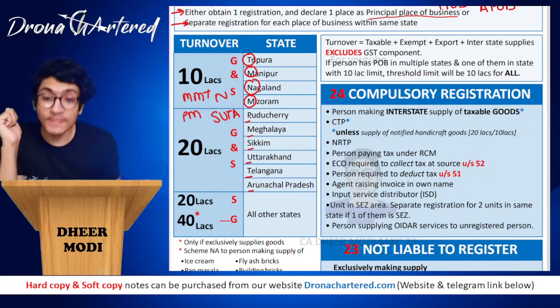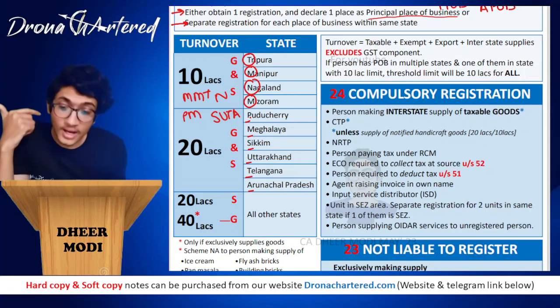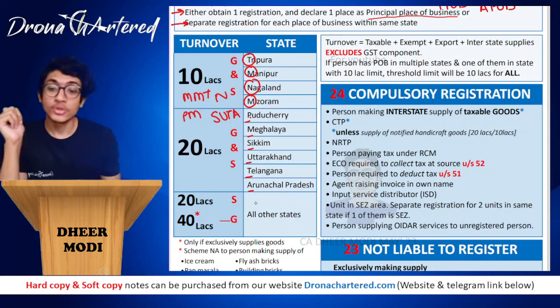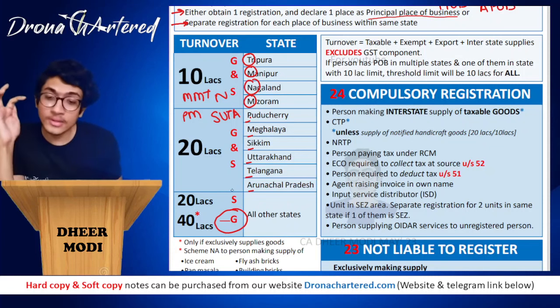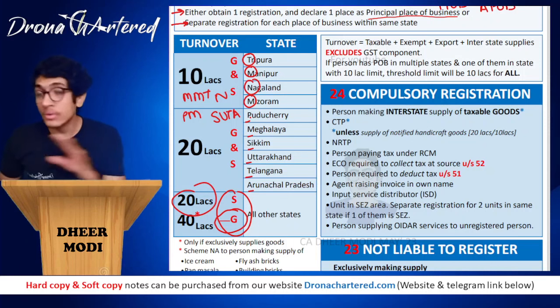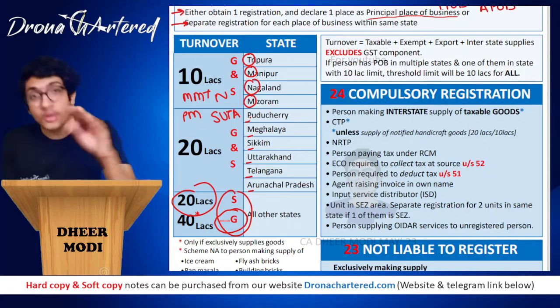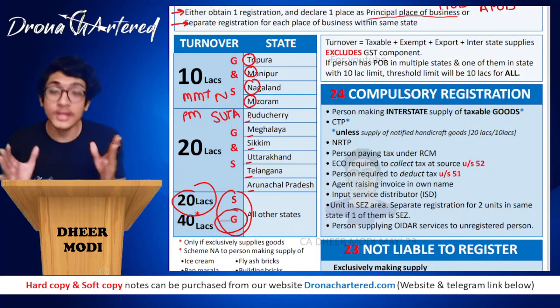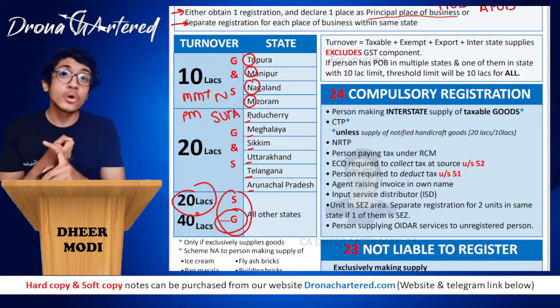That is 20 lakhs again if you are supplying both goods and services. However, for all other states, your limit will be 40 lakhs if you are supplying only goods. If you are doing goods and services both, then of course your limit will be 20 lakhs. If you are not supplying any services, only goods, then your turnover limit will be 40 lakhs. That is, up to 40 lakhs you need not take registration if you are selling only goods in all the other states. So that is your make my trip now and your PM Sutta.